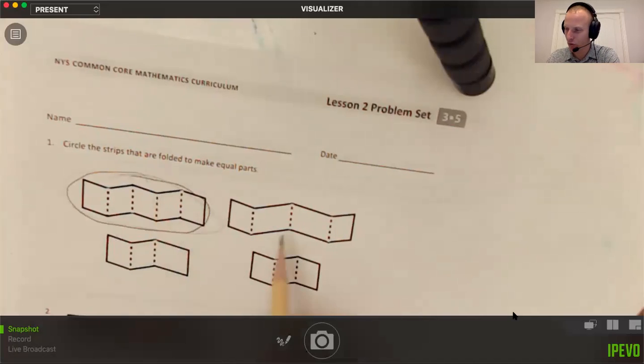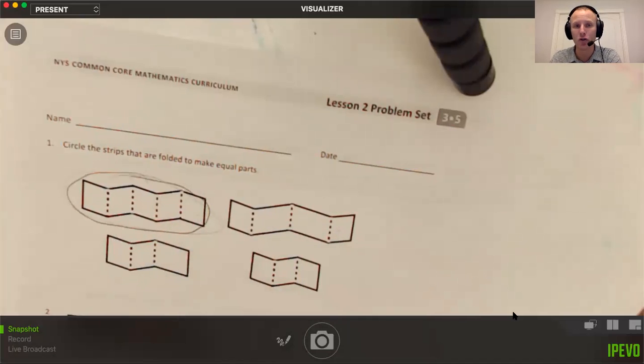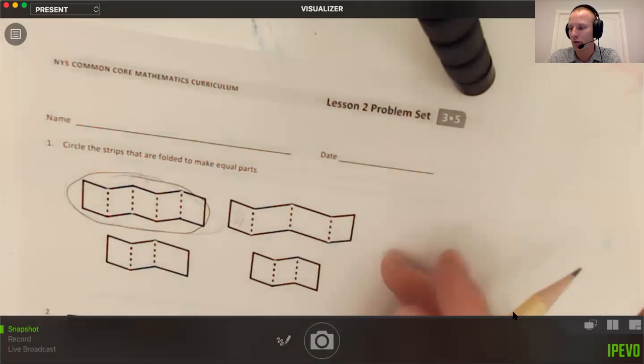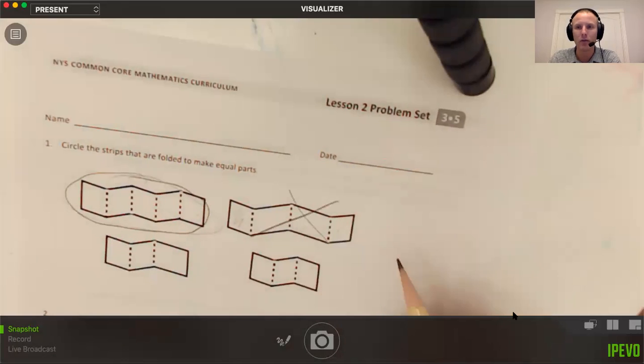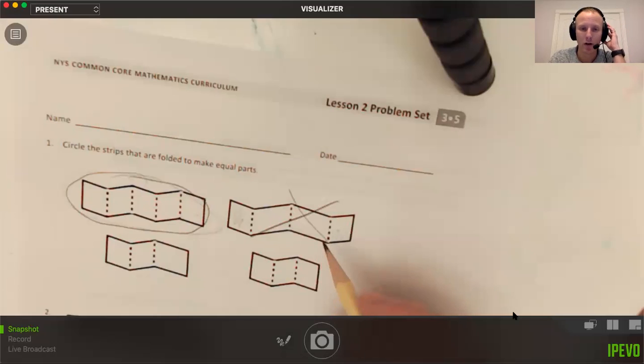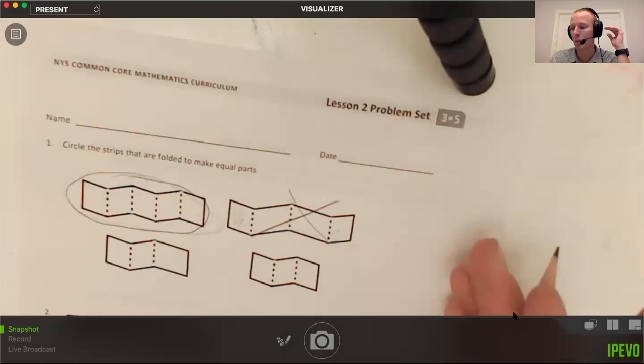This one has 2 little parts on the end and 2 big parts in the middle. These are not equal. It's split into 4 parts for sure, but if I colored in one section, I couldn't say that I've done 1 out of 4 equal parts. So we can't do that. Whenever we're doing fractions, we're saying I have 1 out of 2 equal parts, 1 out of 4 equal parts, or 3 out of 4 equal parts.